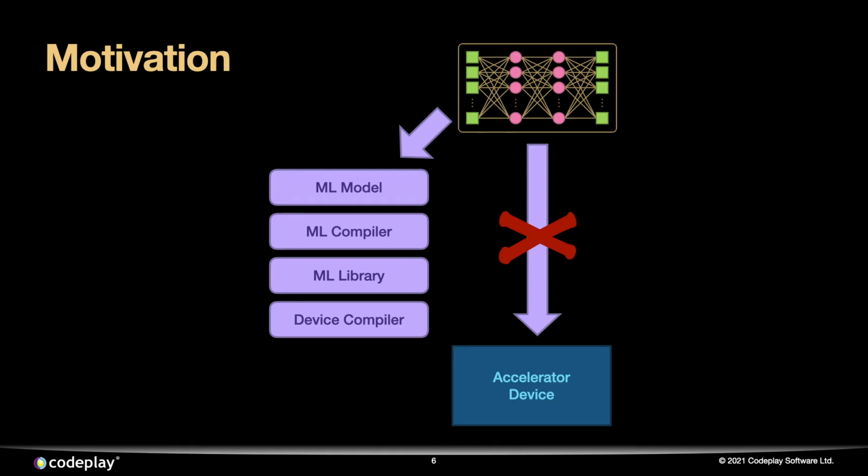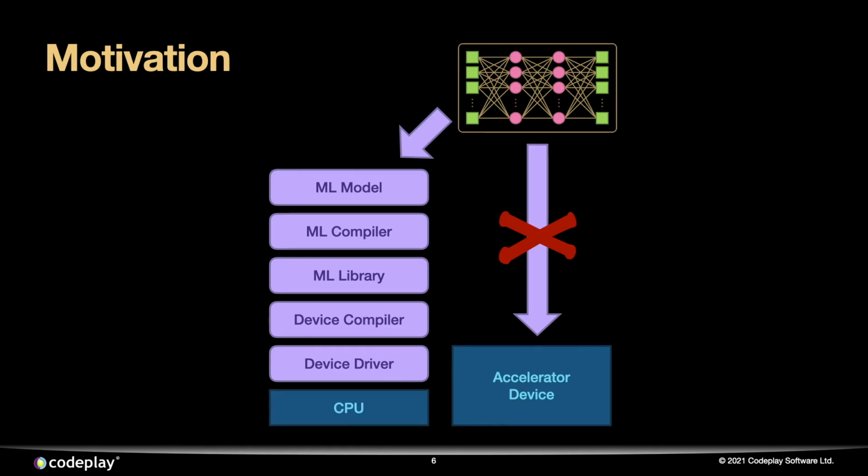Underneath those pieces of software, there will usually be a device compiler, which is specific to the particular accelerator device, and it's used to compile code down for that device. And all of the stack needs to exist on top of some sort of device driver, which is used to access the device. And this software stack, all of it executes on top of some sort of CPU. And it's really just the device driver that does the communication with the accelerator device.